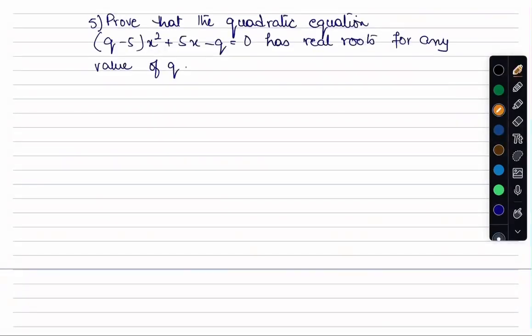Prove that the quadratic equation (q minus 5)x squared plus 5x minus q equals 0 has real roots for any value of q. The key thing that we need to understand here is that the quadratic equation should have real roots for any value of q.